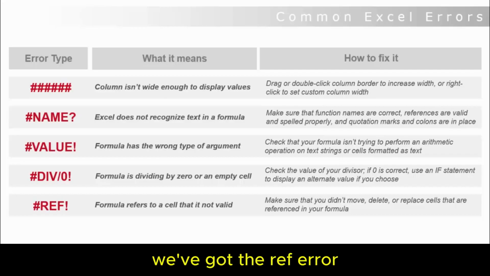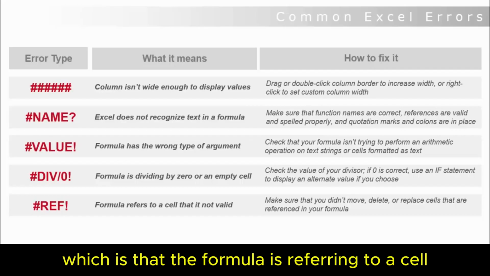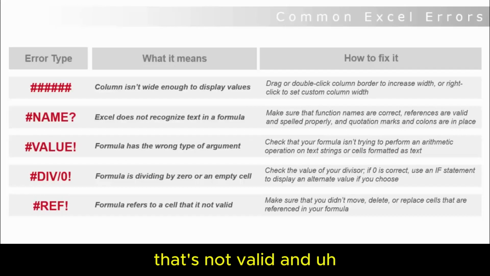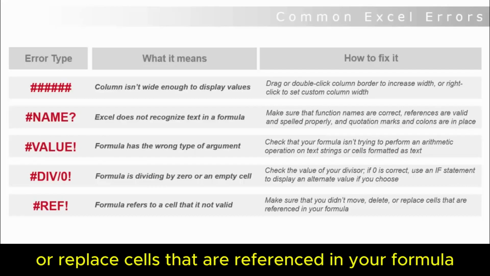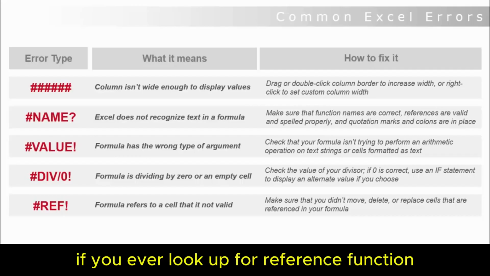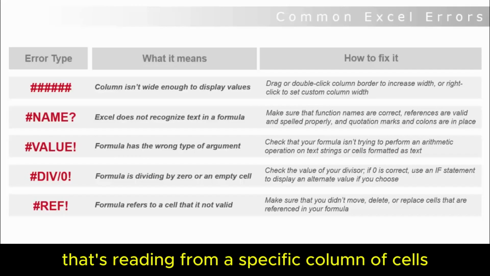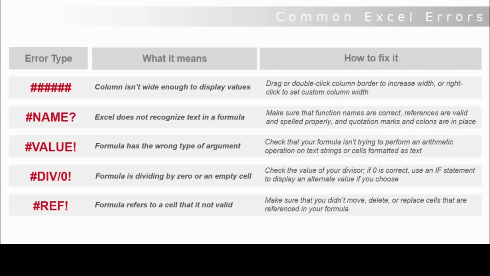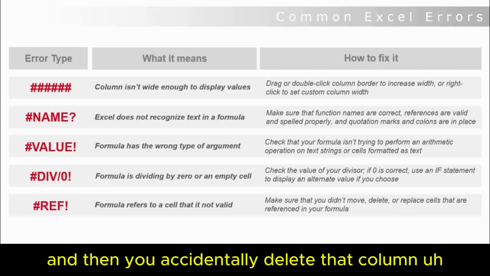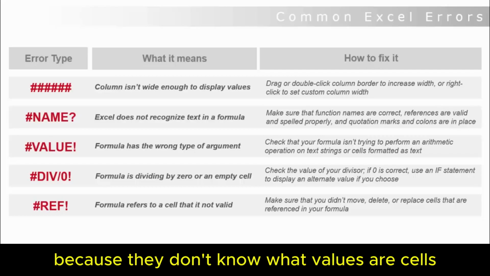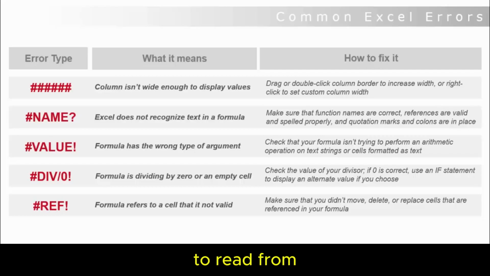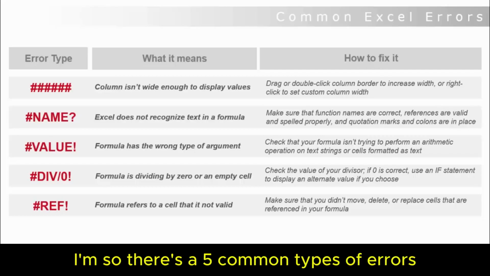Last but not least, we've got the #REF! error, which is that the formula is referring to a cell that's not valid. And how to fix this, just make sure that you didn't move, delete, or replace cells that are referenced in your formula. So for instance, if you have a lookup or a reference function that's reading from a specific column of cells, and then you accidentally delete that column, all of your functions that were referenced in that column are now going to give you a #REF! error because they don't know what values or cells to read from. So those are 5 common types of errors.